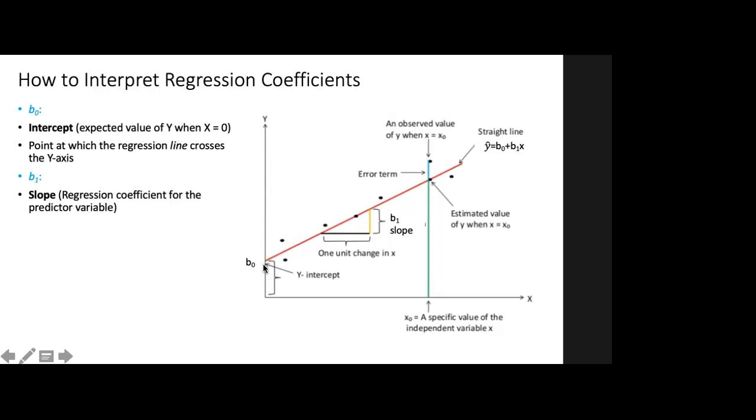And it is simply the expected value of y, the expected value of our outcome variable when x equals 0. We will have several examples later. Sometimes we can interpret our intercept in a meaningful way. Oftentimes we cannot, right? But it is where the regression line crosses the y-axis. It is the expected value of our outcome if the predictor equals 0.